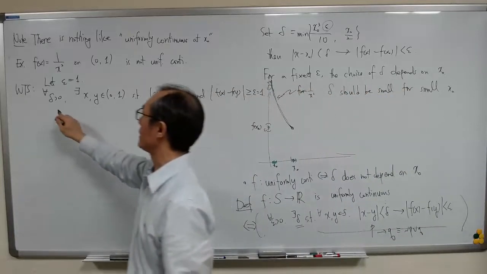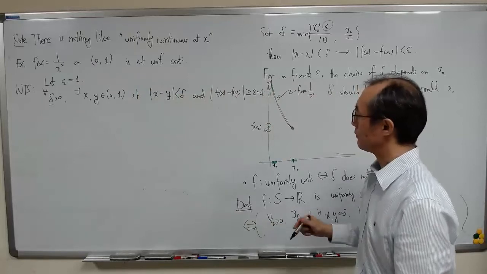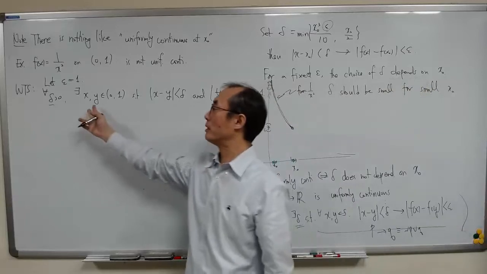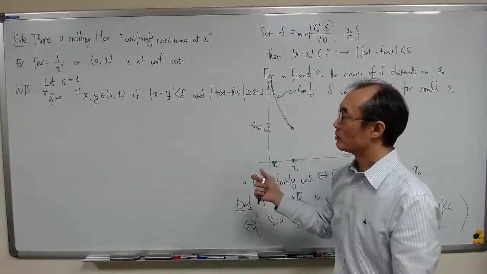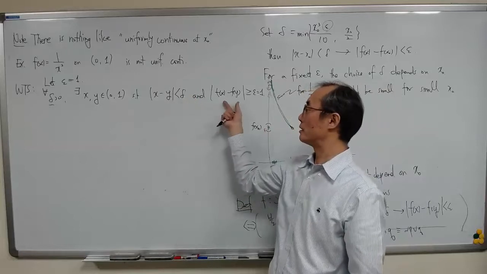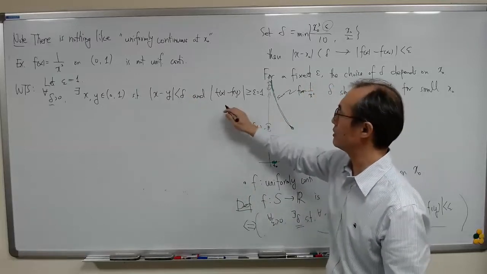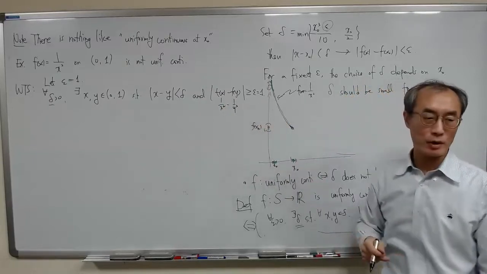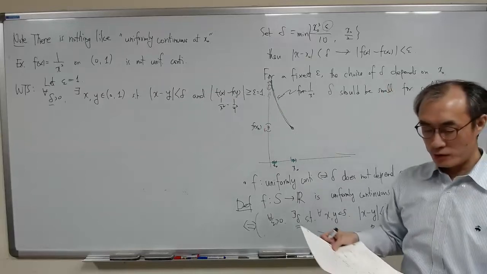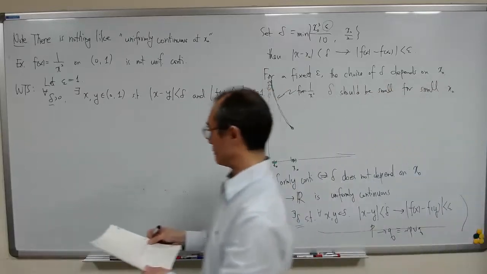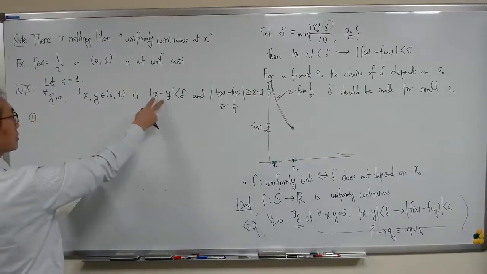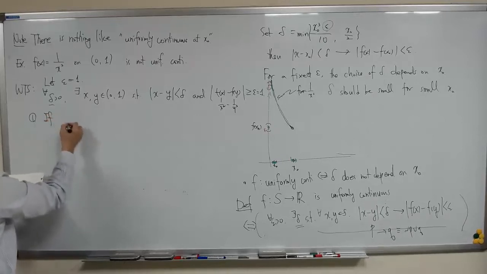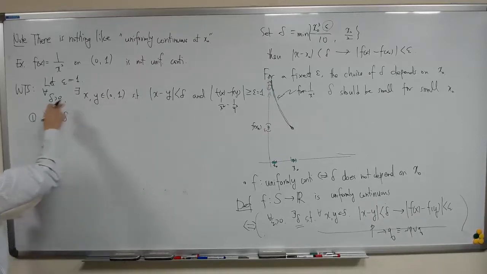So for any delta, no matter how small delta is, we're going to show the existence of such x and y whose difference is smaller than delta, and the difference of the values, 1 over x squared minus 1 over y squared, is greater than 1. How can you choose such values? The choice of such x and y may depend on the size of delta. This must be true for all delta.